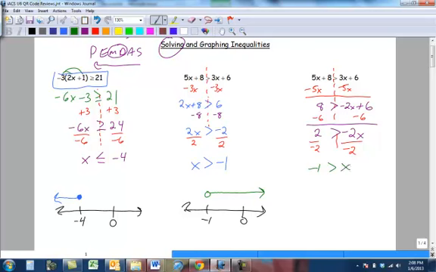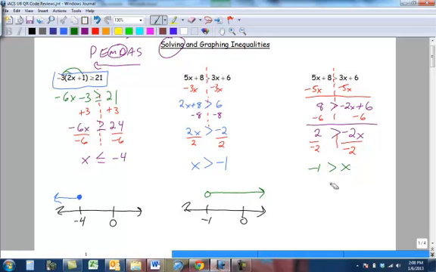Now, some of you are right. You were supposed to switch that. You're right. However, this is a reason why. If I read this backwards, this says x is less than -1, right? X is less than negative 1. But when we solved it the right way here, we got x is greater than negative 1.